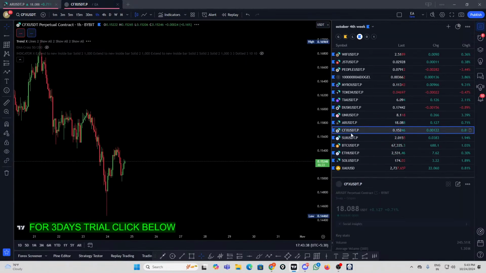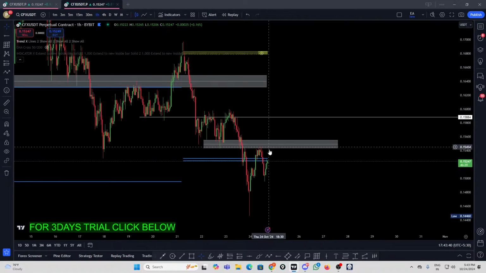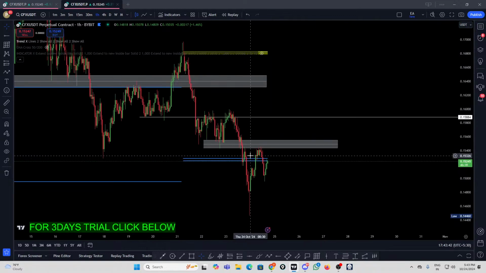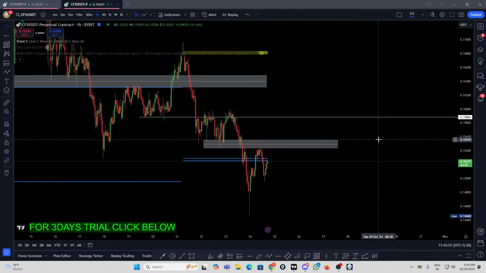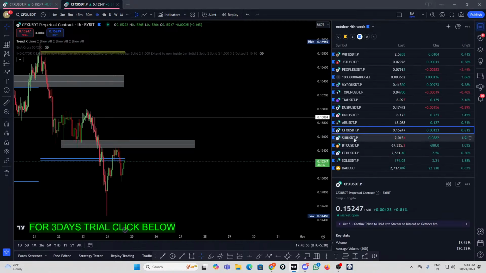So CFX USDT, here it's ranging, and I marked this zone in the UK session, and the second day also it's ranging here. But I told you that you can take a trade from this area after the breakout. So we got this, but if you didn't take it, it's okay, no problem, just leave it. So we'll move on.